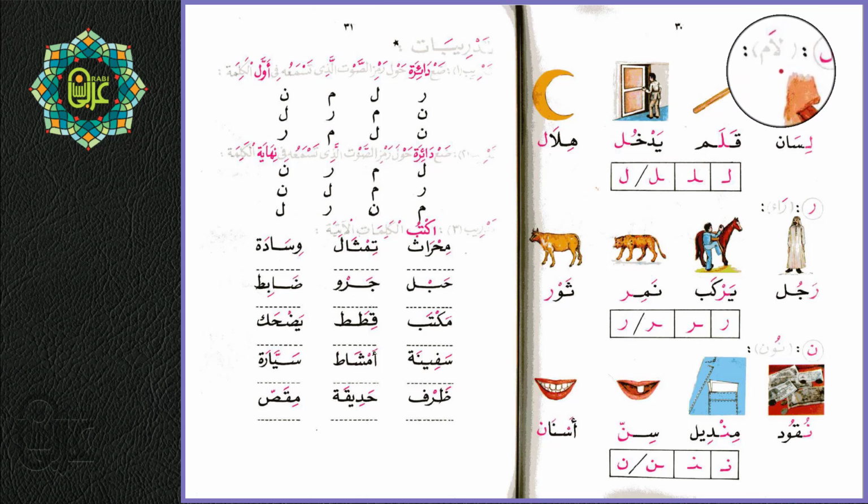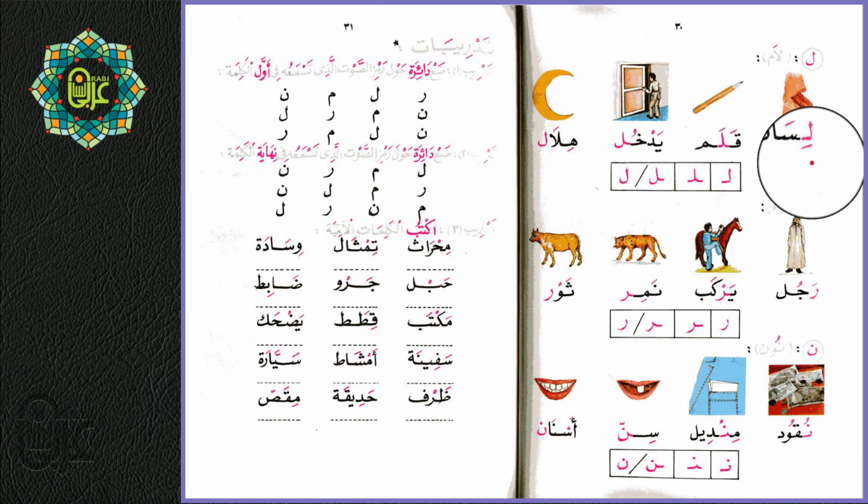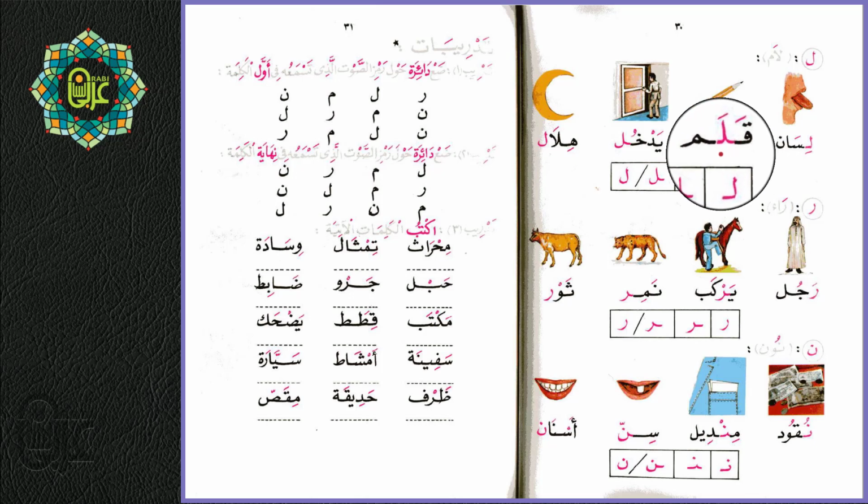Its name is لام, and it is a connective letter, which means it connects to the letter before and the letter after. Let's see the examples. لسان. Because there is kasra here, the short vowel, it is li: lisan, tongue. Qalam, qalam.